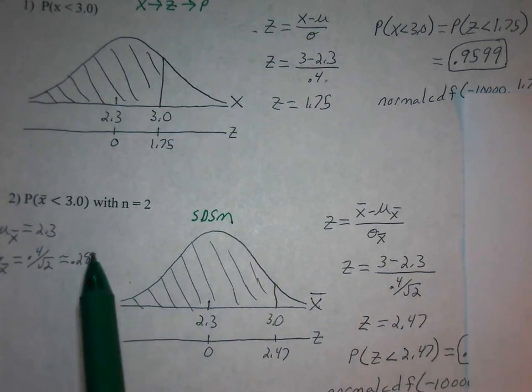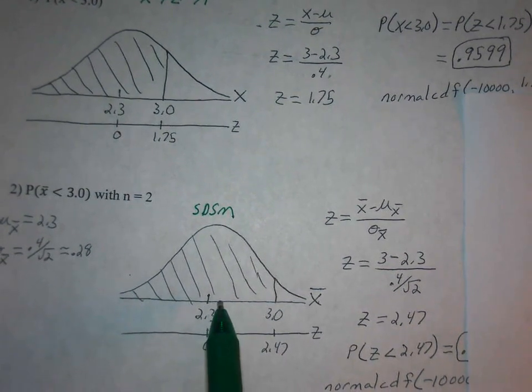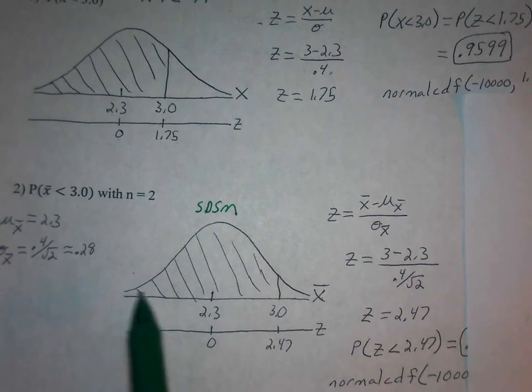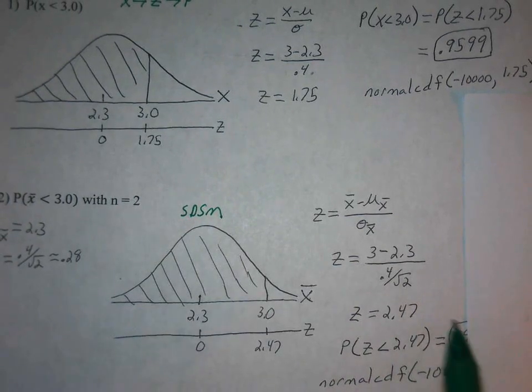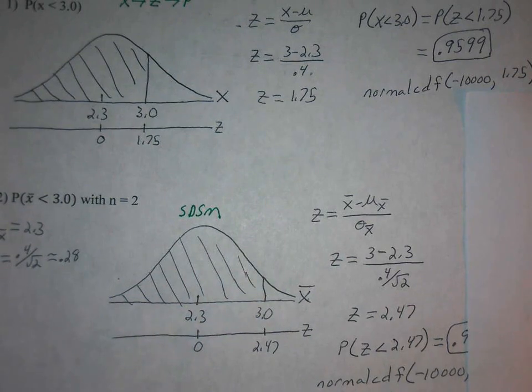The only reason I would say 0.28 here is if you wanted to label it on an axis somewhere, you have to round it eventually. So that's why I rounded to 0.28 there. But when you're actually finding the z-score, do not round it. Okay, put 0.4 over the square root of 2 in.